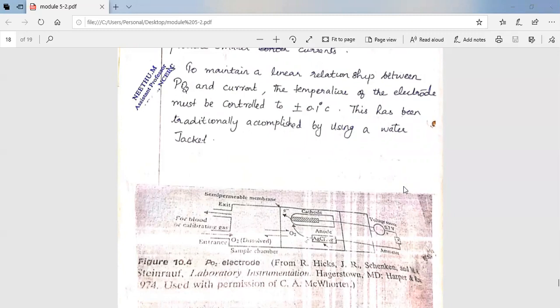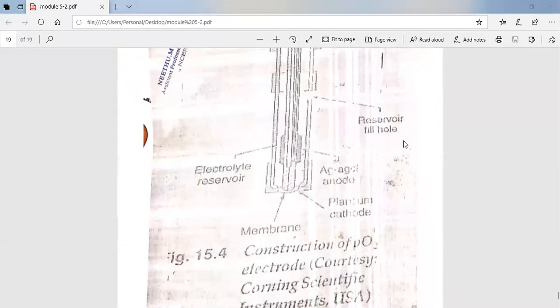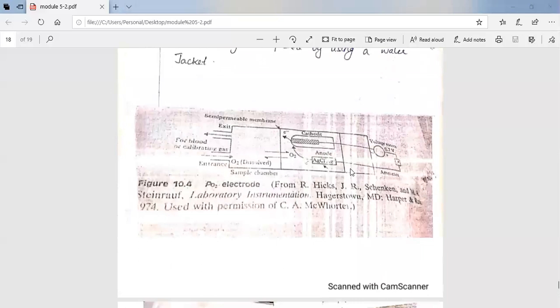And this electrode consists of a platinum cathode, an Ag/AgCl anode in an electrolytic filling solution, and a polypropylene membrane. It also contains a reference electrode in its assembly. The entire unit is separated from the solution under measurement by a polypropylene membrane.